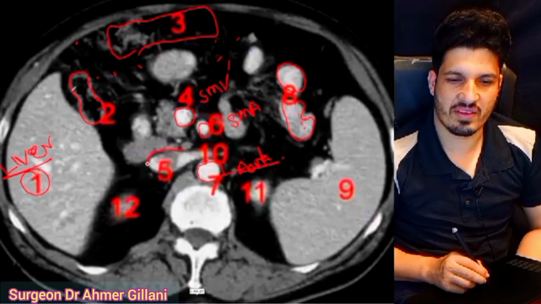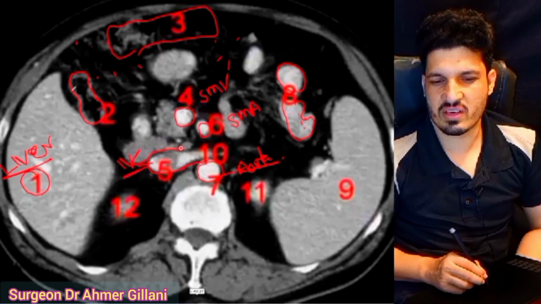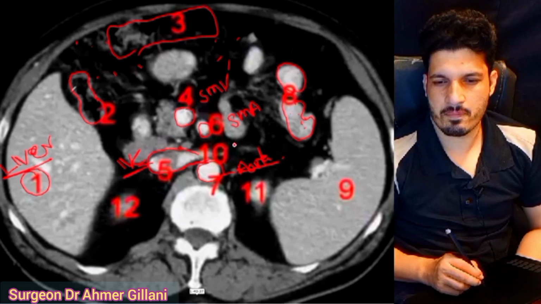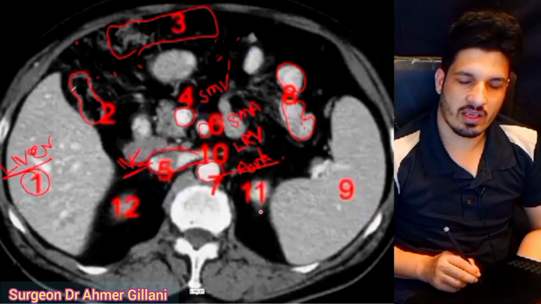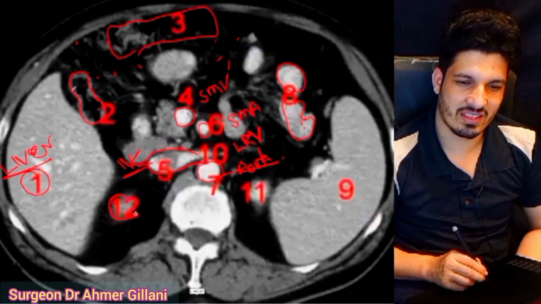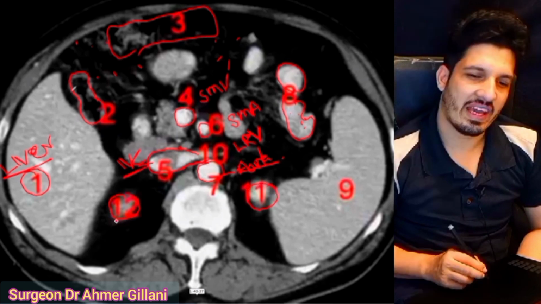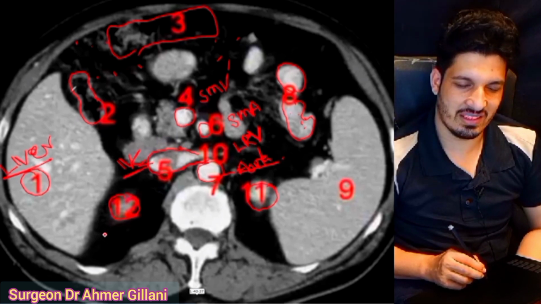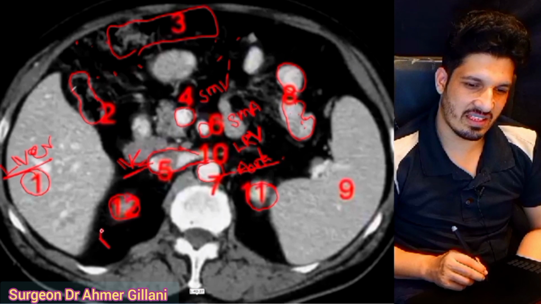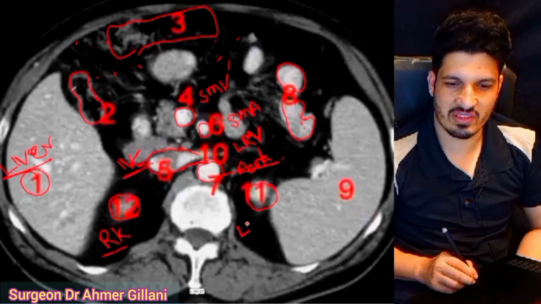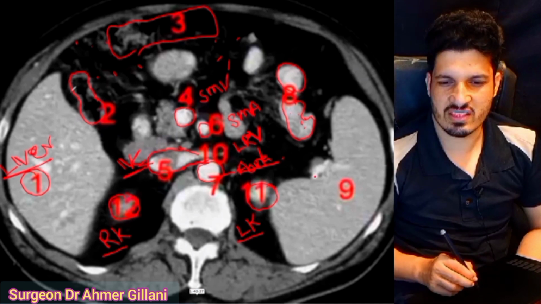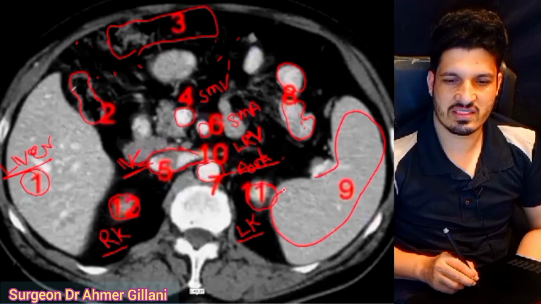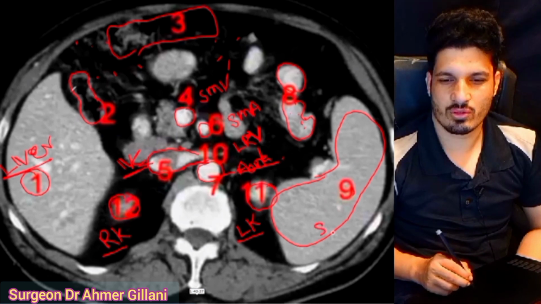And structure number 5, this is the IVC, and a vessel is rising from the IVC, it's the left renal vein. And here you are seeing the new structures 12 and 11. Actually we have moved downwards, so now they are the poles of the kidney. Definitely on the right side it will be the right kidney, on the left side will be the left kidney. And structure number 9, it's the spleen, so no need to take stress.